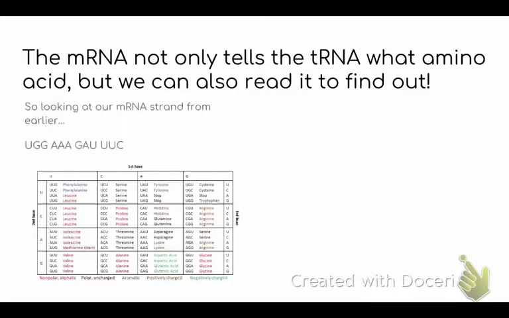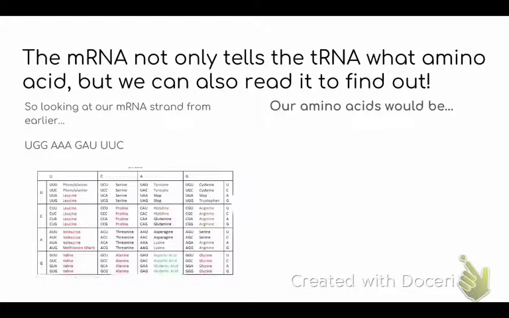So, here is another one. Looking at our mRNA strand from earlier, I'm going to block some of this extra information that you don't need to know out. Okay, our amino acids would be UGG. So first we look at U. Then we go to column G. Then we look at G, and we can see that's tryptophan. Okay? So you follow the chart, it's tryptophan.